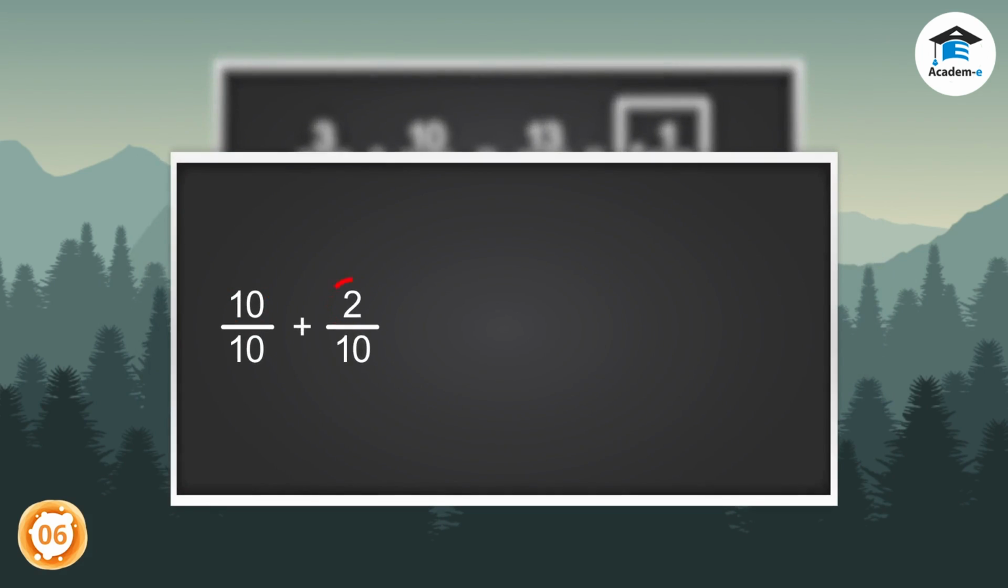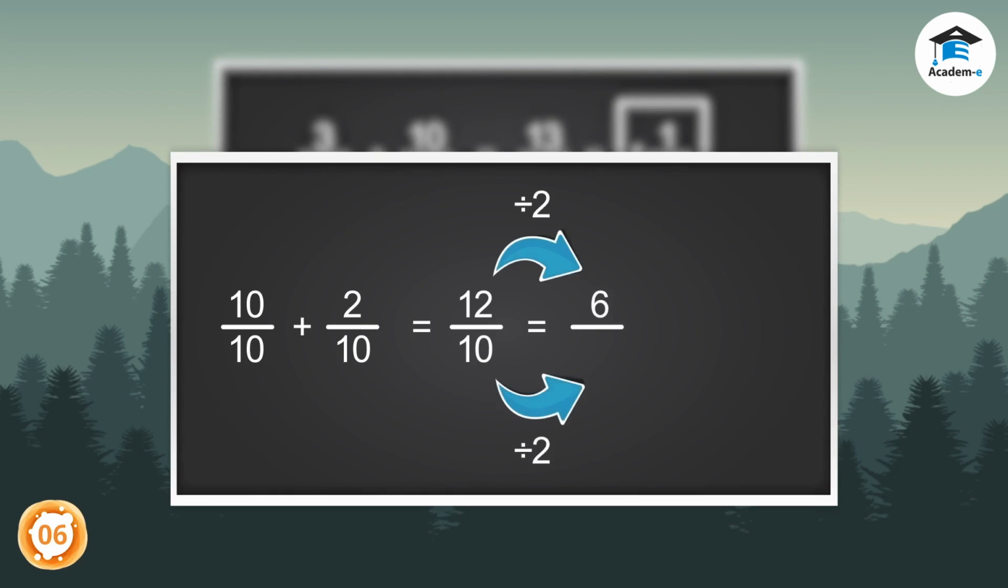Add the numerators 10 and 2, which is equal to 12, and use the same denominator. Get the sum in lowest term. 12 and 10 are both divisible by 2. 12 divided by 2 is 6, and 10 divided by 2 is 5. The sum is an improper fraction, so we need to change it to a mixed number.